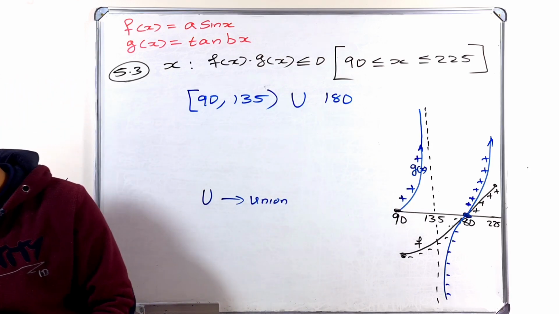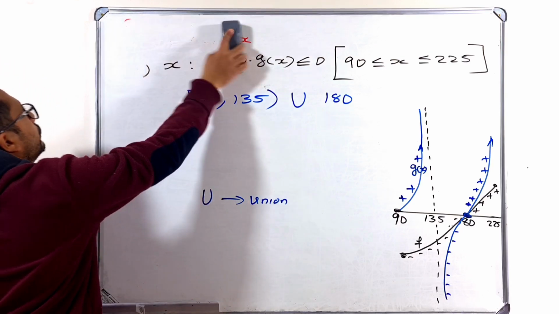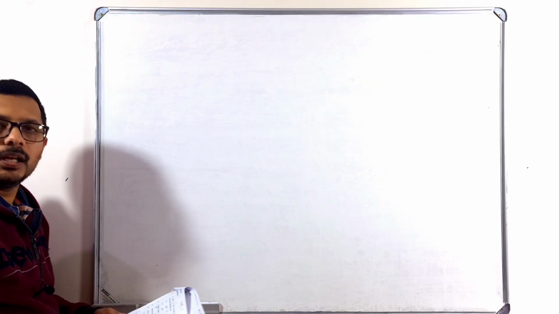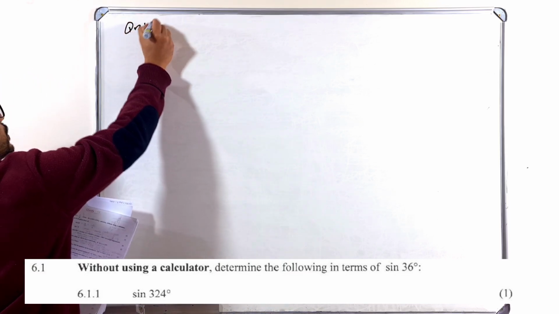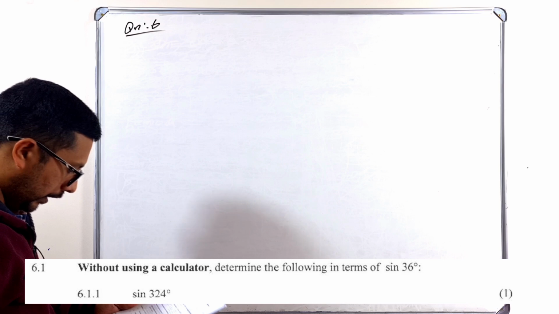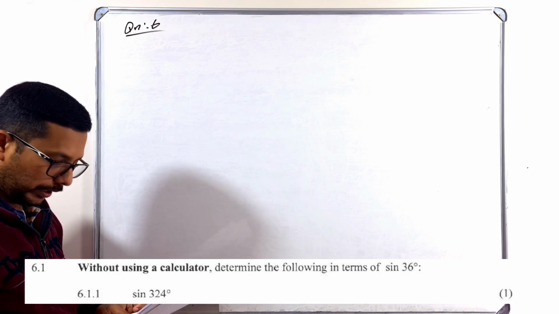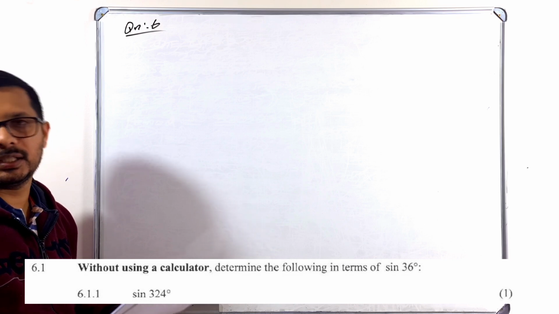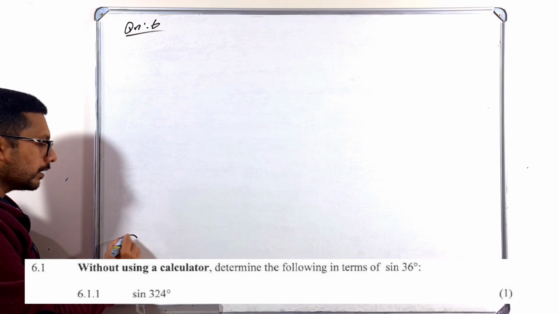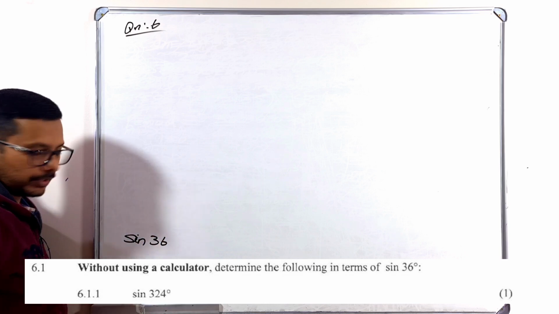Now let's go to the next question, question number 6. Question number 6. Without using a calculator. So in this question we are not allowed to use a calculator. Determine the following in terms of sine 36. So what is the meaning of that one? In terms of sine 36.